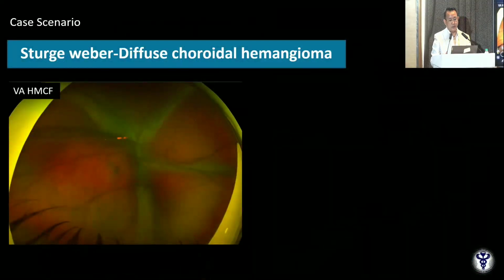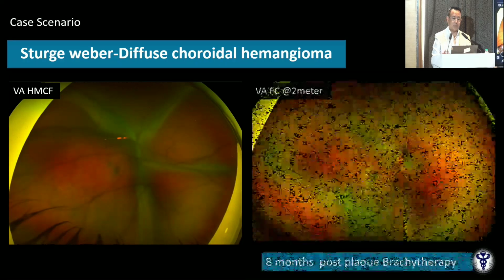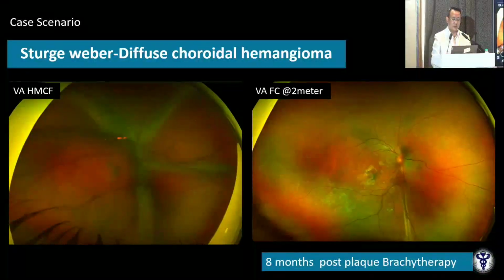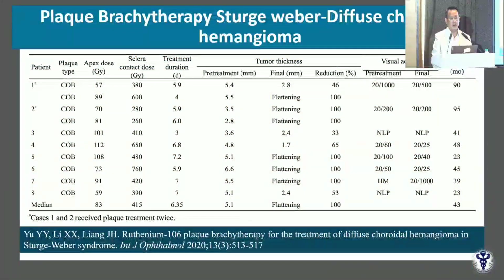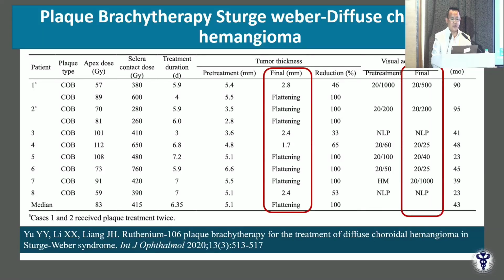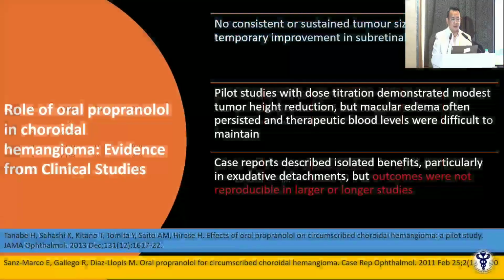Sturge-Weber with diffuse choroidal hemangioma with vision of hand movement close to face. Here, plaque brachytherapy was done again, and you see the 8 months post plaque brachytherapy. The plaque was placed in the thickest quadrant of the choroidal thickness. So when we see the role of plaque brachytherapy in Sturge-Weber diffuse choroidal hemangioma, in these studies they have found that there was nearly 90 to 100% tumor thickness decrease, and visual acuity has improved drastically.